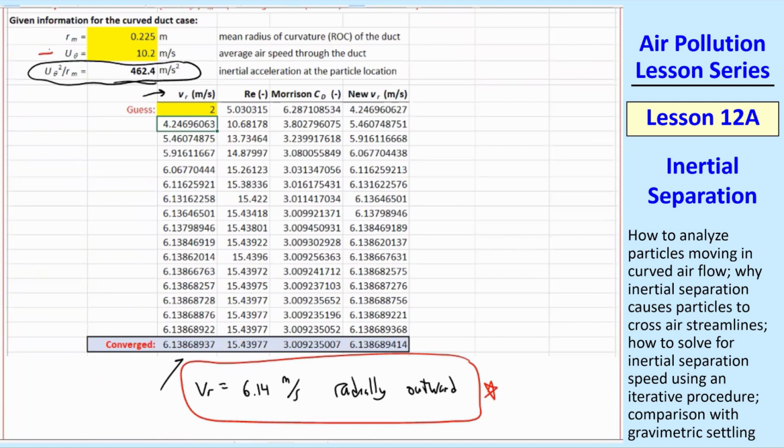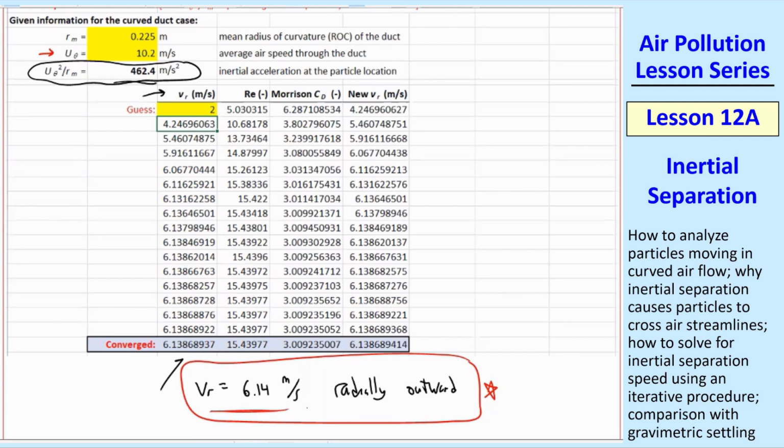Remember, our u theta was about 10.2. So unlike the particles settling where we always had VT being very small compared to capital U, here they're about the same order of magnitude. In fact, VR can actually be larger than u theta. This is a great way to separate particles from the flow. And we'll find out, for example, with cyclones, which we'll talk about next, we use this inertial separation idea to fling particles to the outside to remove them from a flow. So it's a way of creating an air pollution control device.